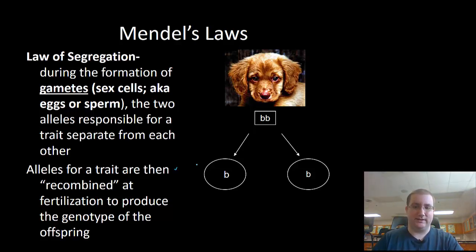If we look at the example here, we have this dog with 2 recessive genes. During meiosis, 1 chromosome will go to one sex cell, 1 chromosome will go to the other sex cell. That's the law of segregation. You start out with a diploid cell, and you end up with 2 haploid cells, each with 1 copy of that gene. You start out with 2 copies of the gene, and each sex cell ends up with 1. Then these sex cells are combined with another organism's sex cells, and you end up with the actual baby. So it's recombining them.